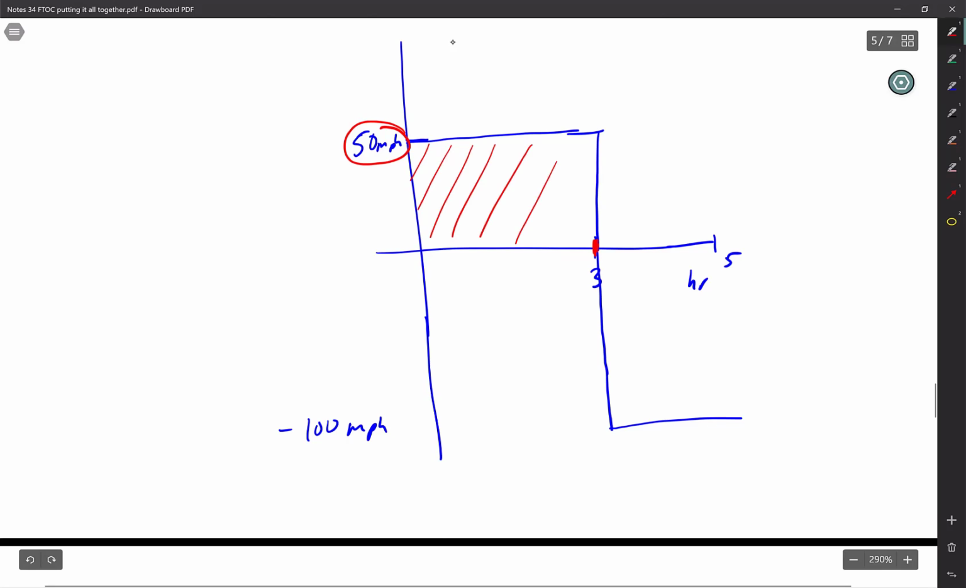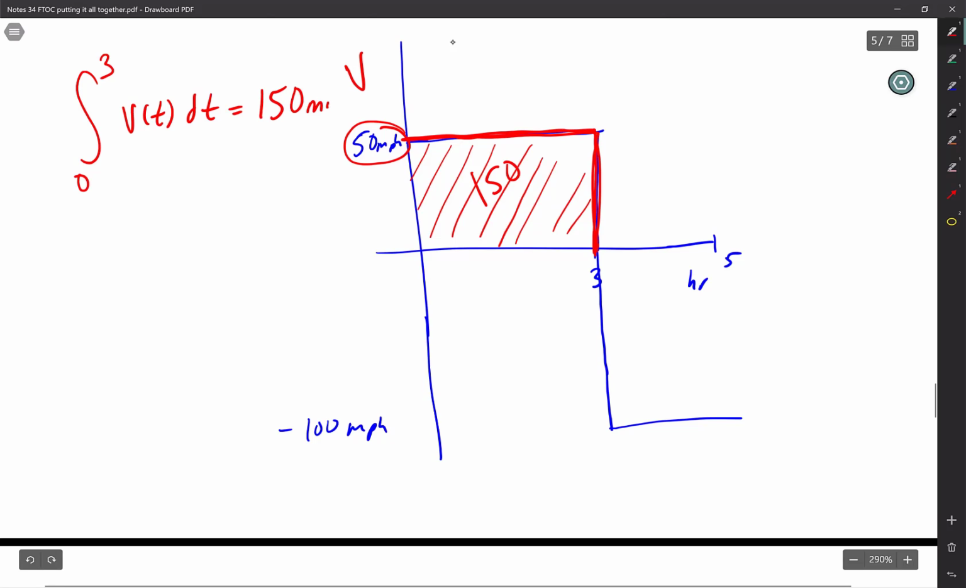You get 150. How'd you do that so fast? 50 times 3. Yeah, 50 times 3 is 150. Notice that this rectangle is my velocity curve. Notice that 150 is the area underneath this curve. Are we okay so far, guys? So if I were to write the integral from 0 to 3 of v of t dt, you would tell me 150, and my units would be miles. Are we okay, guys?